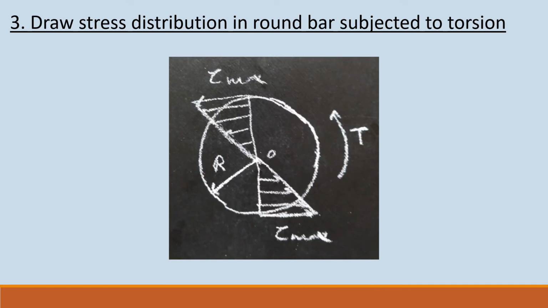Draw stress distribution in a round bar subjected to torsion. Here in this picture you can see a round bar of radius r subjected to torque T, and the stress distribution is plotted. At the center the stress is 0 and it increases as the radius increases, and it is maximum on the outer plane.